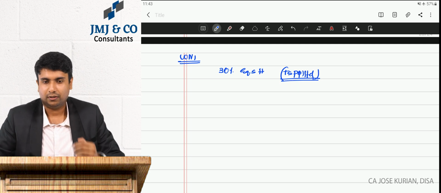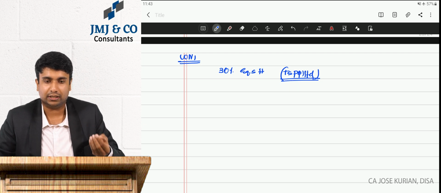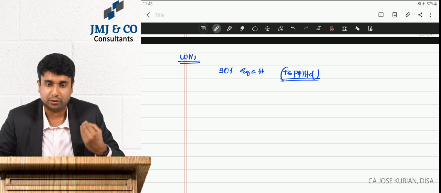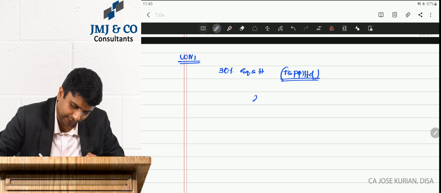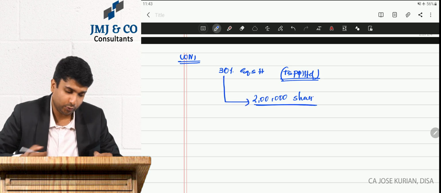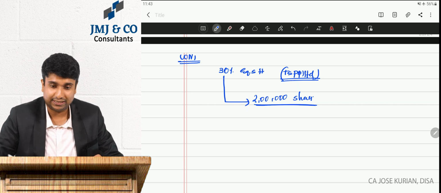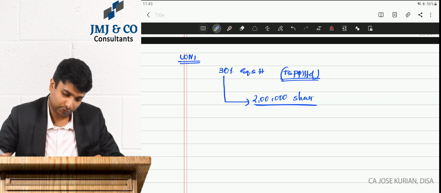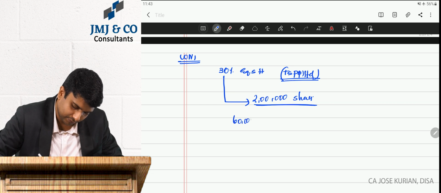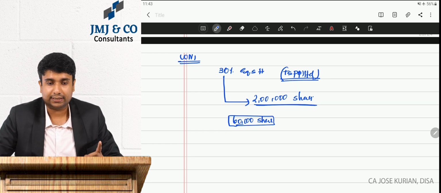Alright. So Private Limited, an Indian company, had paid up share capital as on 31st March 2020 of 20 lakh divided into 2 lakh shares. So this particular company has 2 lakh shares. 30% of 2 lakh, what is his percentage of holding? It will be 60,000 shares. So he holds around 60,000 shares in the company. Alright. Now what it says, and the share capital of the company.